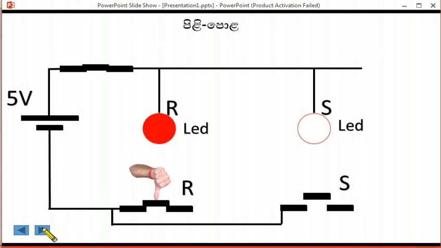What we did, we reset. We did reset the circuit. Now the circuit is at reset mode. So this is what a flip-flop is.